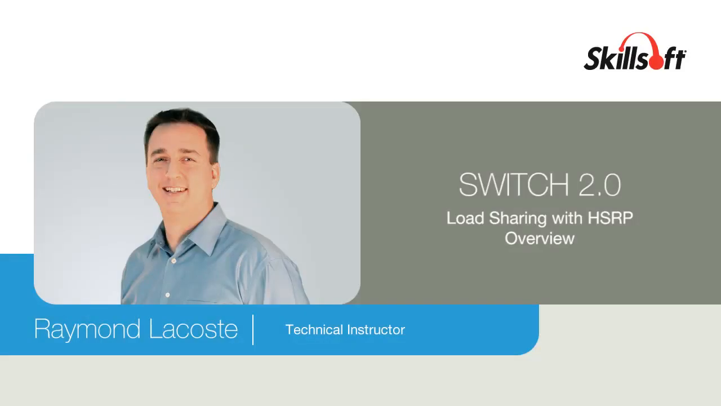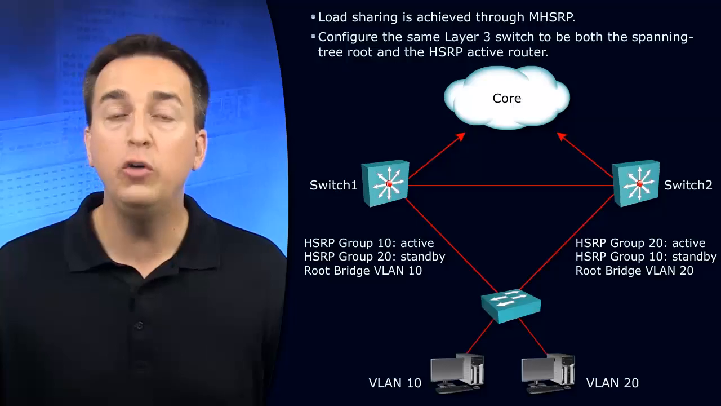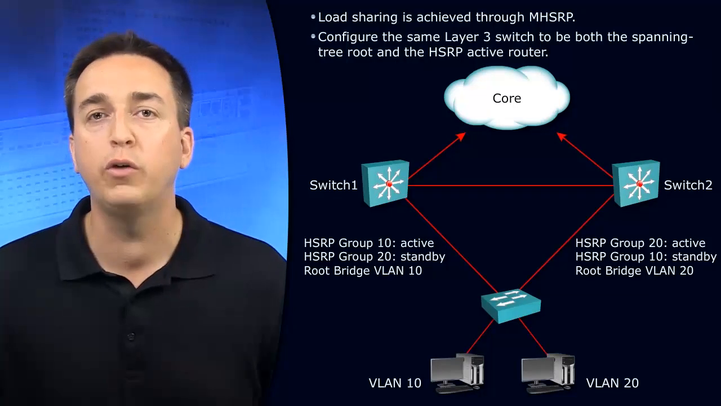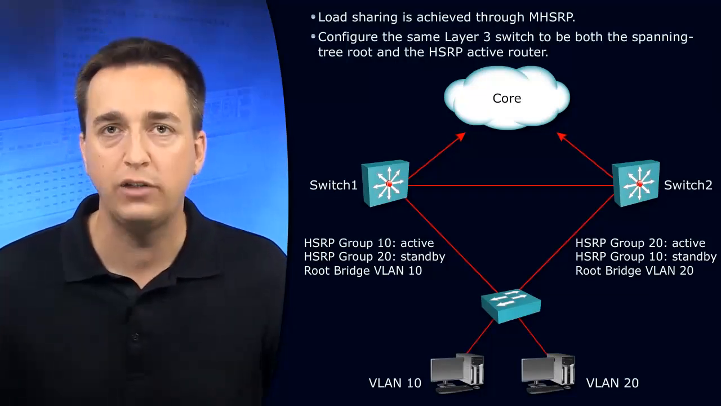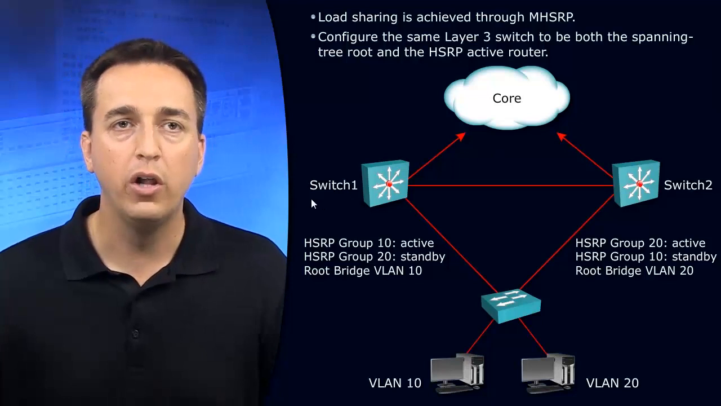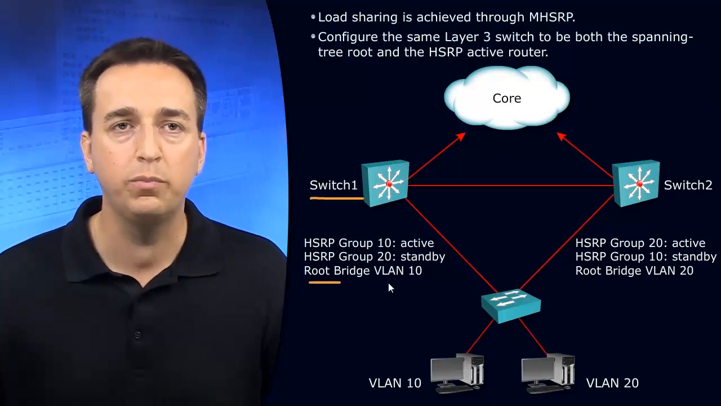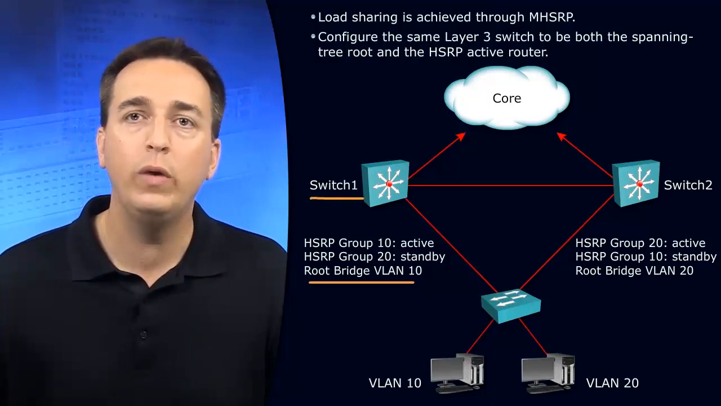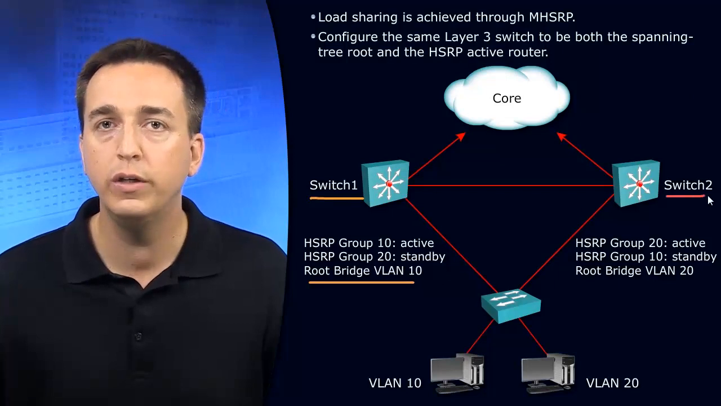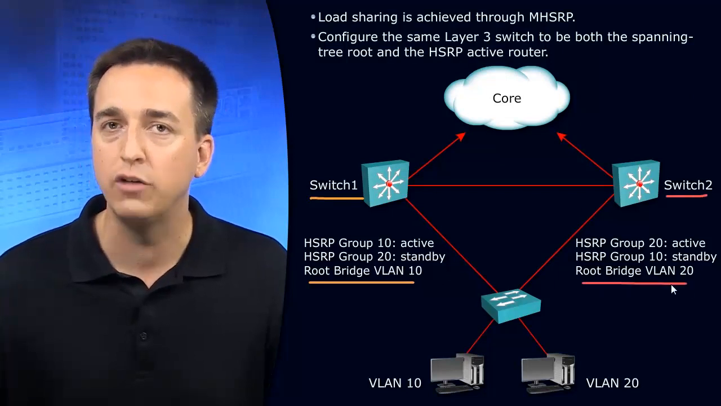How do you load share with spanning tree protocol? You manipulate who the root bridge is for every single spanning tree instance. So in this example, switch 1 is the root bridge for VLAN 10. We have switch 2, who is the root bridge for VLAN 20.